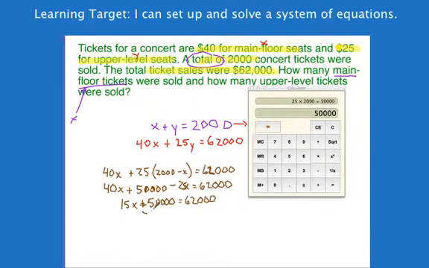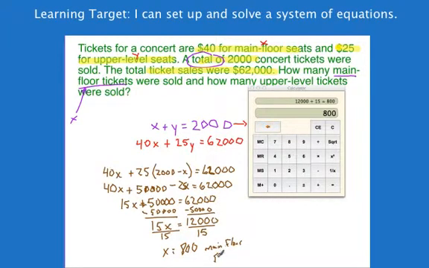Now notice what I'm solving for here. I'm solving for x. Don't lose sight of what x means. That's the whole purpose of using algebra, is we can represent what that variable stands for, what it means. So I have 15x equals 12,000, because that's what 62,000 minus 50,000 is. Then divide both sides by 15. I'm going to take my calculator out here, 12,000 divided by 15. So x equals 800. Now think about what that is. Remember we said x was the main floor seats. So that's 800 seats on the main floor at that higher $40 price point.